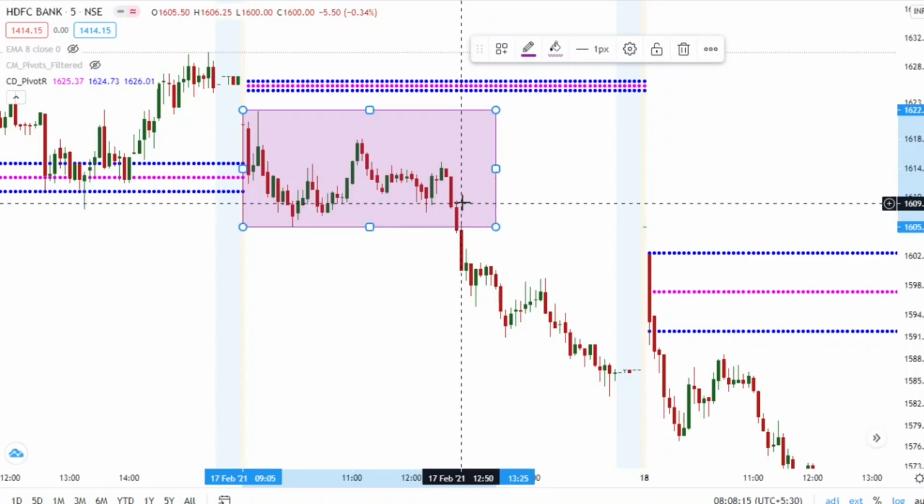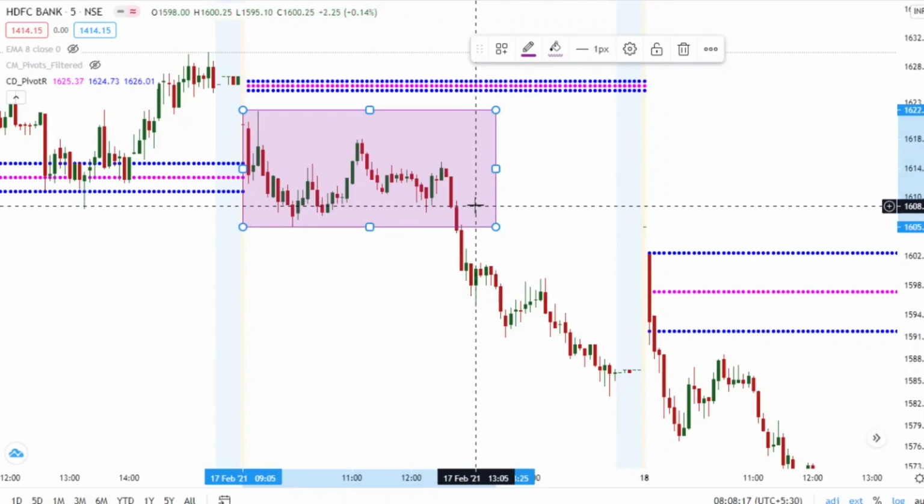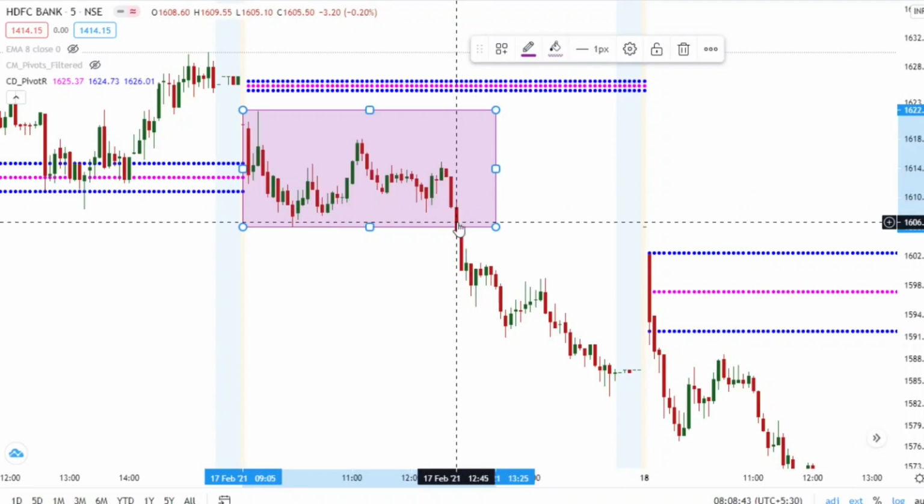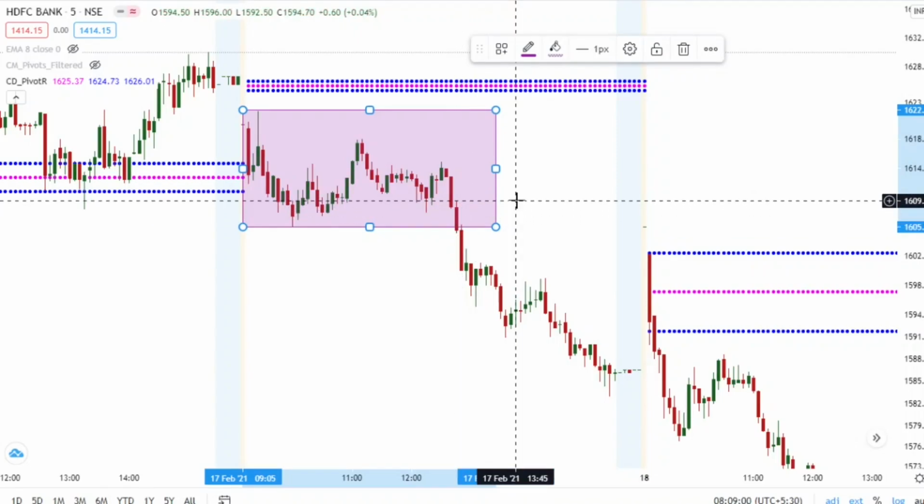Here the level is the high of this breakout candle and you should keep a buffer. I will keep around 2 to 3 points for HDFC. 1609 is the high of this breakout candle. I should keep my stop loss above the high of this candle. You should always have some buffer above the level of the breakout line.